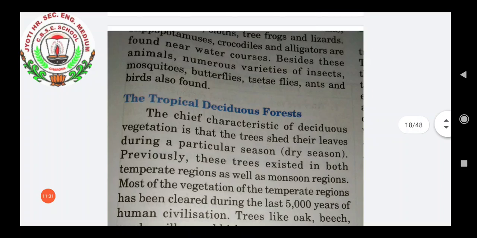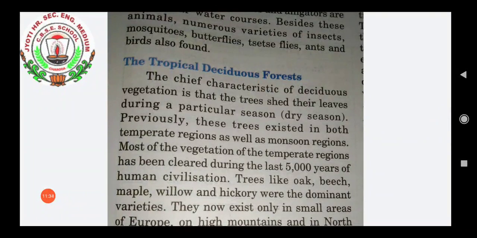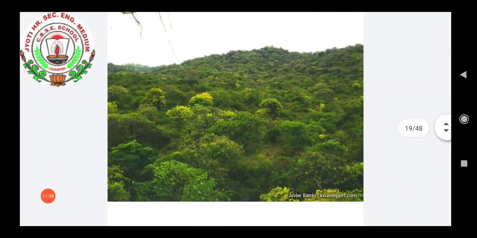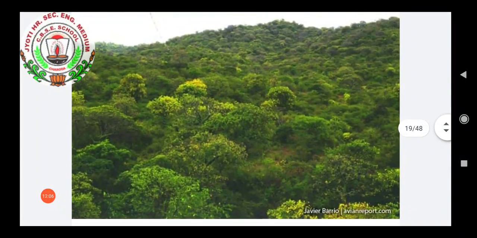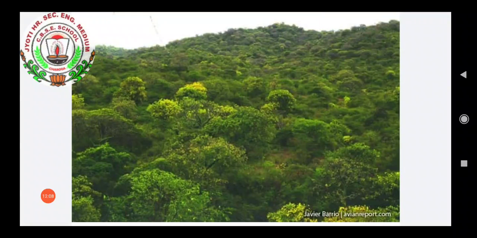The next type of vegetation is tropical deciduous forest. I'll show the picture of this kind of forest. The chief characteristic of this deciduous vegetation is that the trees shed their leaves during a particular season, and that is the dry season only. Previously, these trees existed in both temperate regions as well as monsoon regions. Most of the vegetation of the temperate region has been cleared during the last 5,000 years of human civilization.